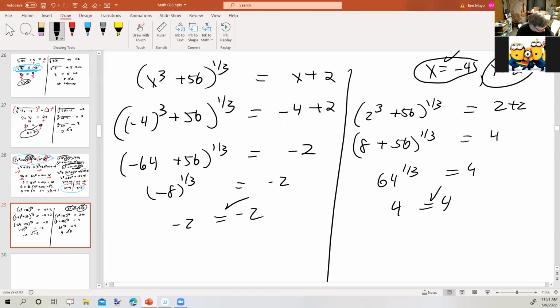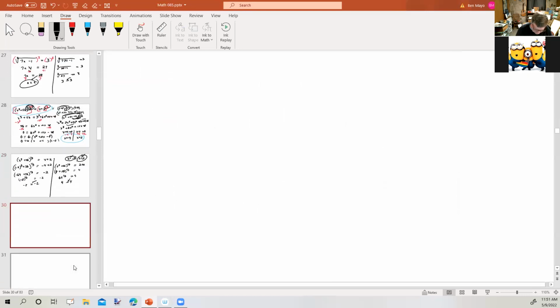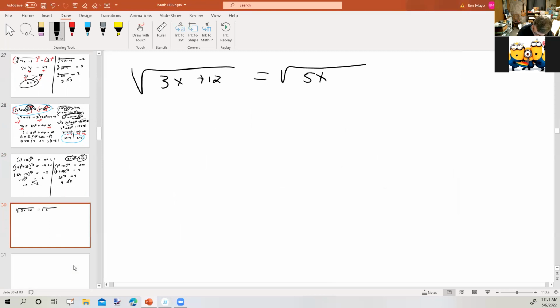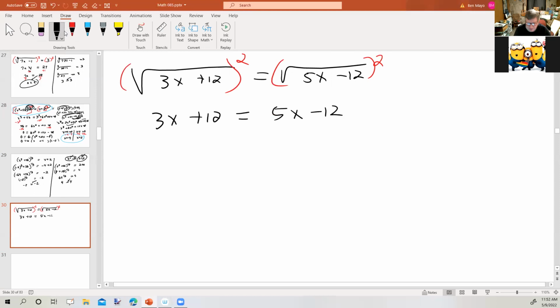What about a situation where we have an equation with two radicals in it, like the following? Well, if we have two radicals in the same equation, we want to separate them, one on each side of the equation. This is already in that form. So now I'm going to square both sides of the equation. On the left, I get 3x plus 12. On the right, I get 5x minus 12. It's a first degree equation.